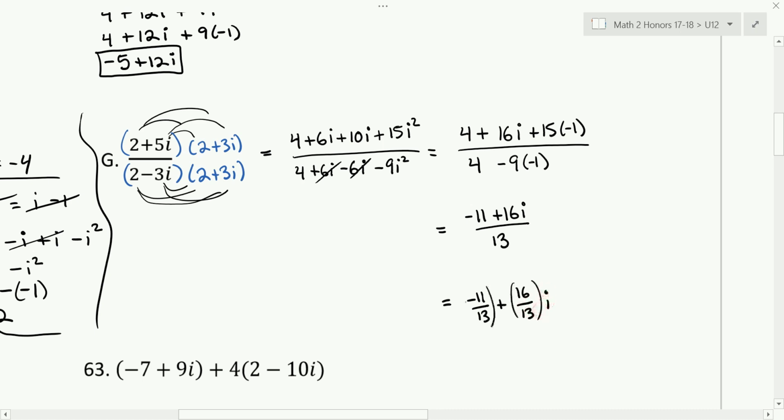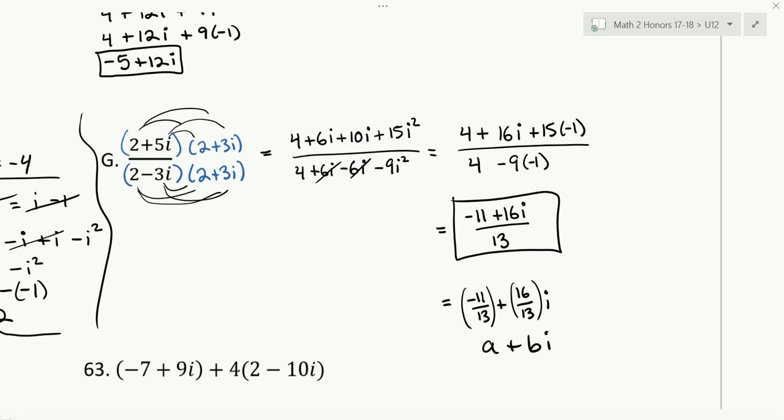Now I have it in the form a plus bi. Now I'm okay if you guys stop here. That's where you're used to stopping, right? One fraction. But I want to show you now that the i is not in the denominator, we can write it in that form where a and b are real numbers and i is the only part that's not. And so that's how you divide complex numbers.